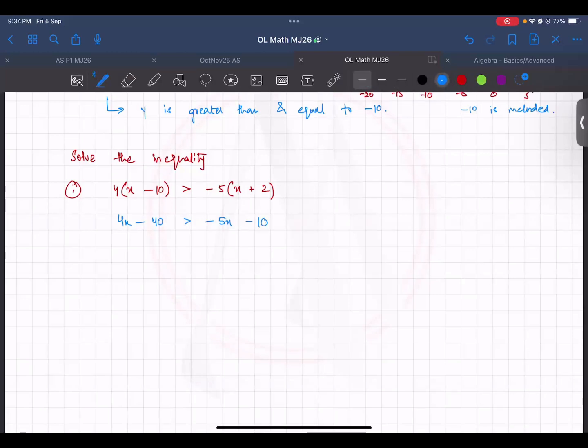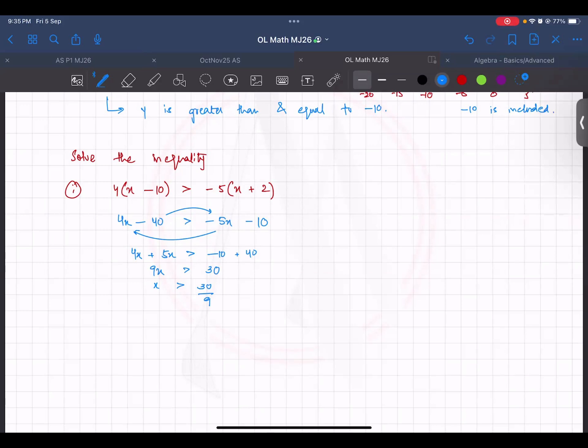Good. So you try to keep the variable positive. If I move the 4x to the other side, it would become minus 4x, and minus 4x minus 5x would become minus 9x. I don't like the variable to be negative because that would cause me problems. So I would try to keep it positive by moving the minus 5x to the left side. So 4x plus 5x, and minus 40 would move to the right side. Minus 10 plus 40. So 9x greater than 30. So x is greater than 30 over 9. This is the final answer. So it made no difference.